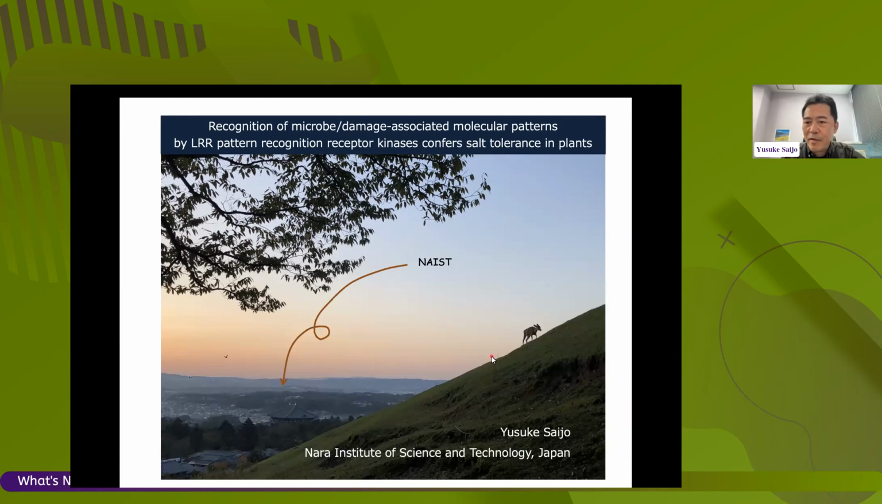I'm Yusuke Saijo from Nara. You can see the photo of where our campus is located.